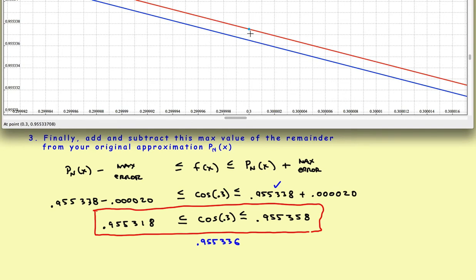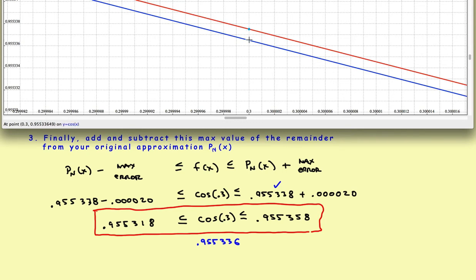Now, if I hover over this blue dot right here, look in the lower left-hand corner, and it says 0.955338. And what that is this thing right here. So my approximation was 0.955338. That's this blue dot right here. Now, the exact value was 0.955336. That's this blue.